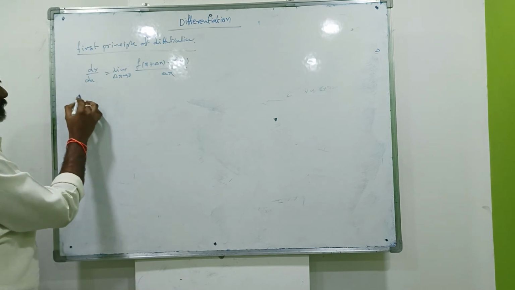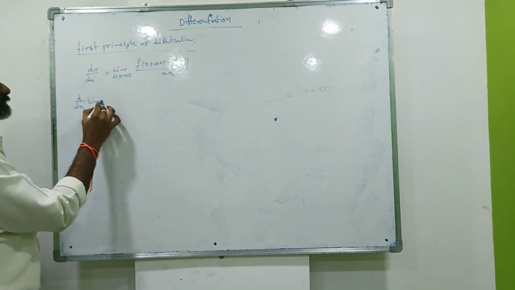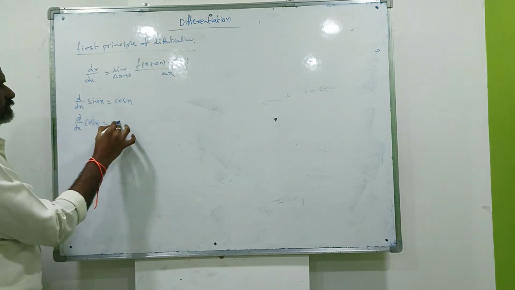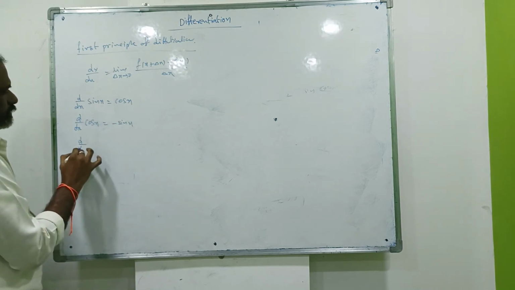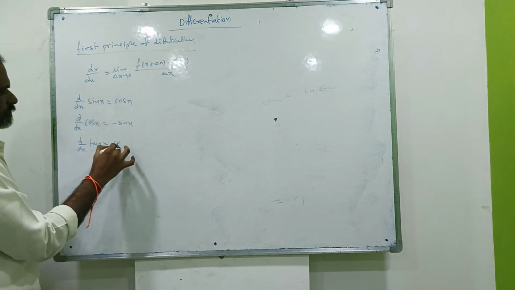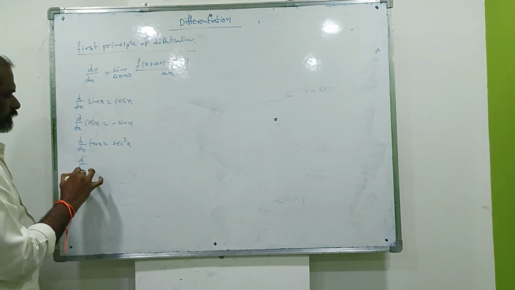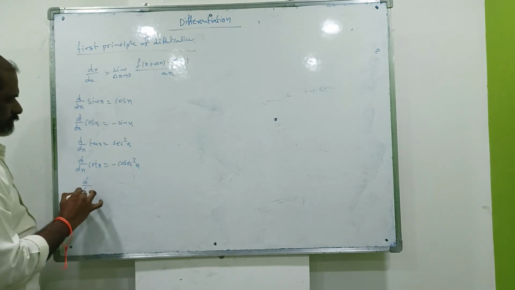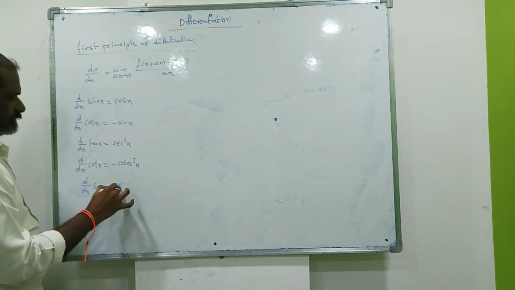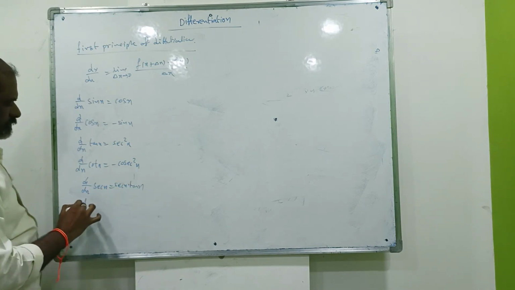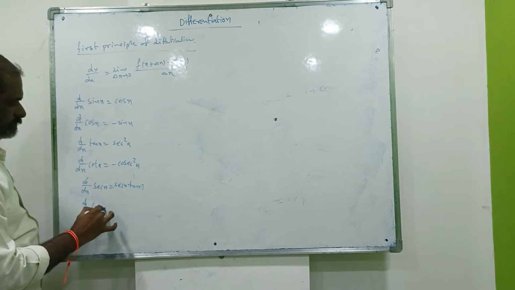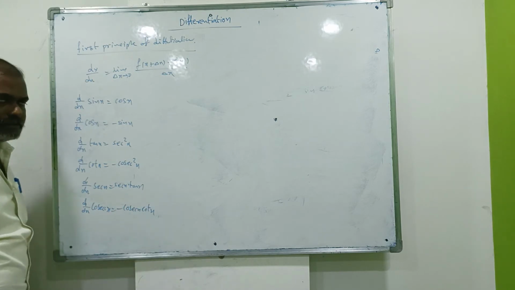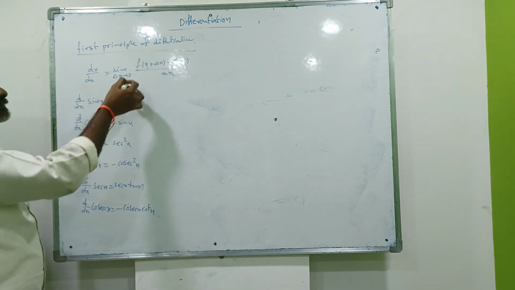First write the trigonometry formulas. Derivative of sin x, what we get? Cos x. Derivative of cos x, what we get? Minus sin x. Derivative of tan x, what we get? Secant square x. Derivative of cot x, what we get? Minus cosecant square x. Derivative of secant x, what we get? Secant x into tan x. Derivative of cosecant x, minus cosecant x into cot x. By using this formula, you can find all these.